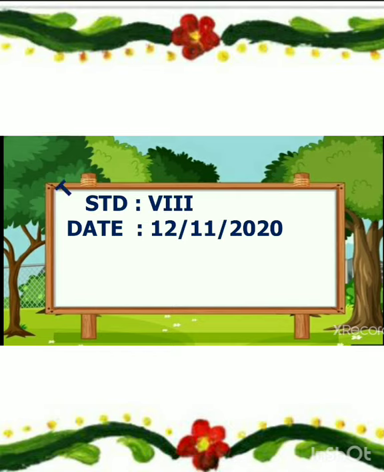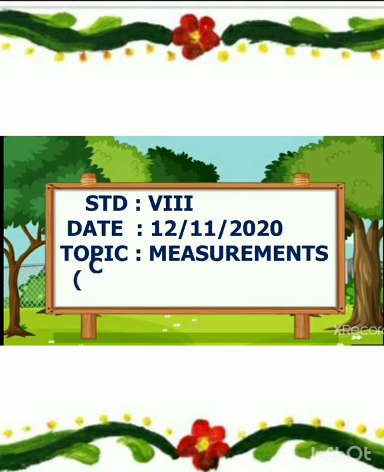Standard 8. Today our topic is Unit 2, Measurements. We are going to learn about combined shapes.